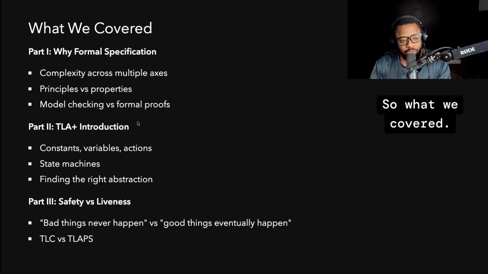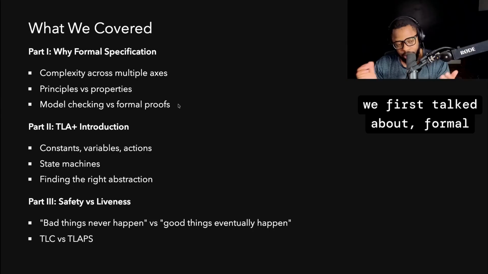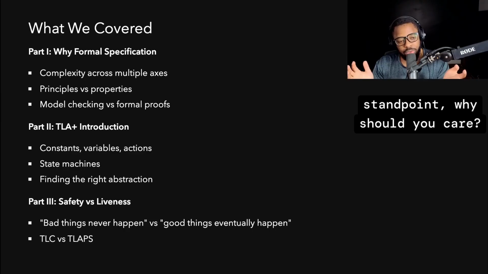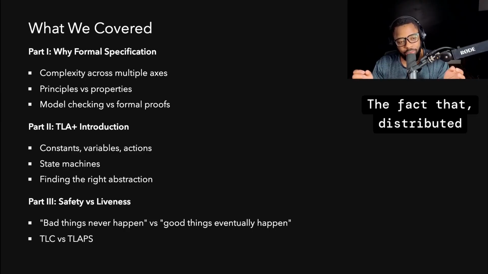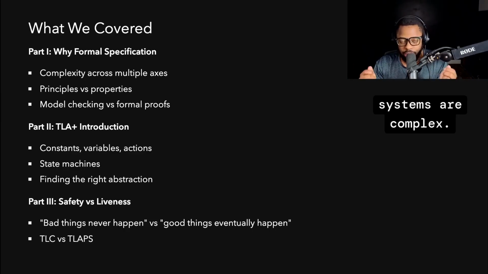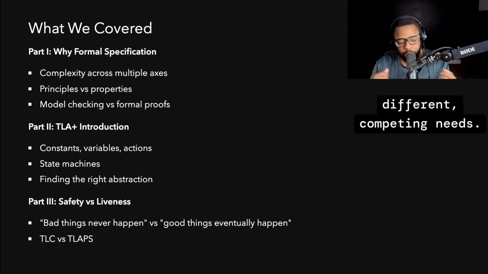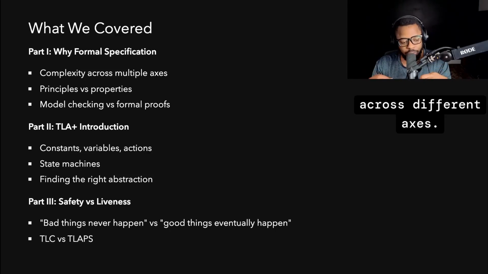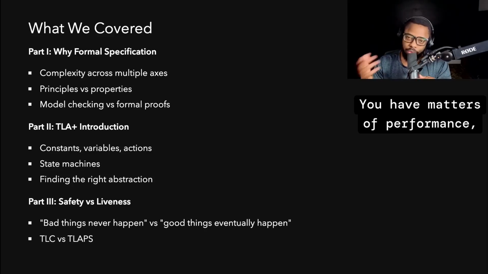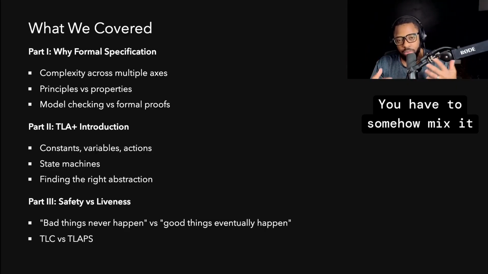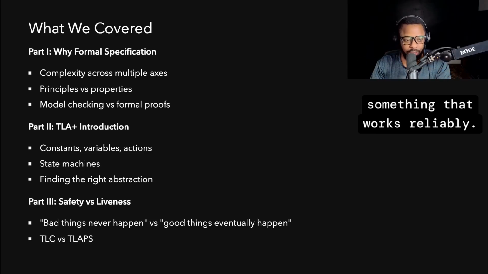All right. So what we covered, we first talked about formal specification from a general standpoint. Why should you care? The fact that distributed systems, concurrent systems are complex. The complexity is down to different competing needs across different axes. You have matters of performance, matters of scalability, fault tolerance, security, cost. You have to somehow mix it all up and produce something that works reliably.